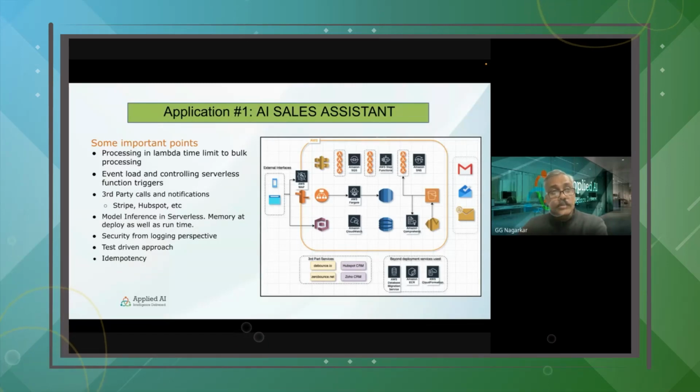And we used this event driven and then the serverless to do the inferences, like extracting the body or classifying the intent. Is it out of office, or is it something else? That sort of a thing, right?